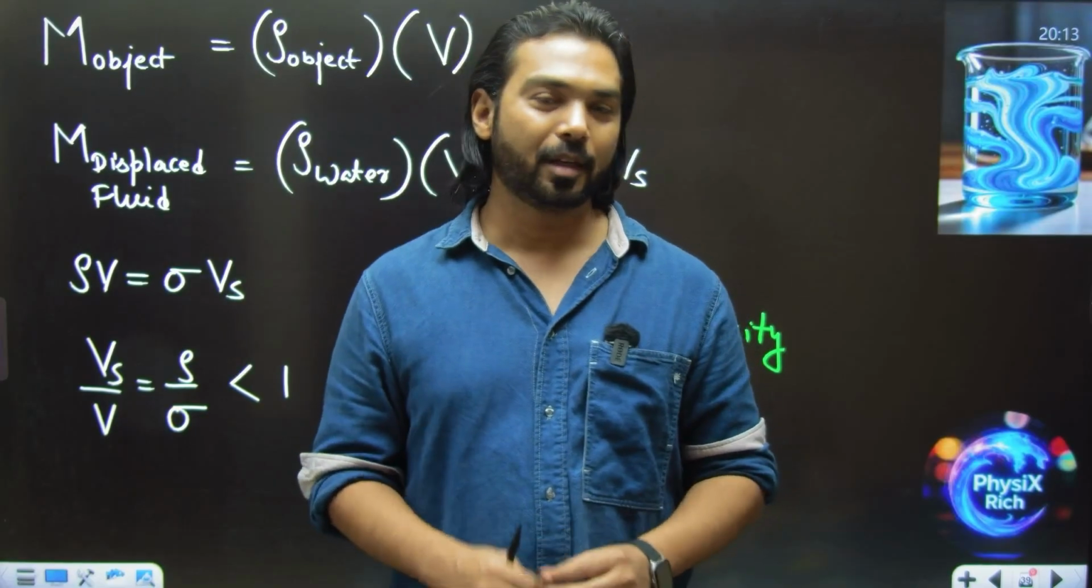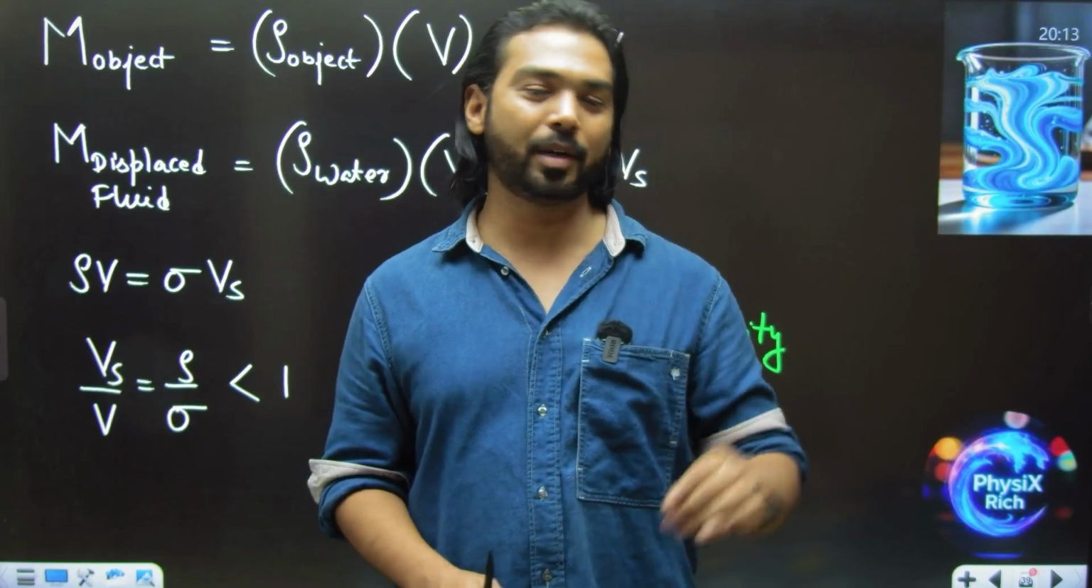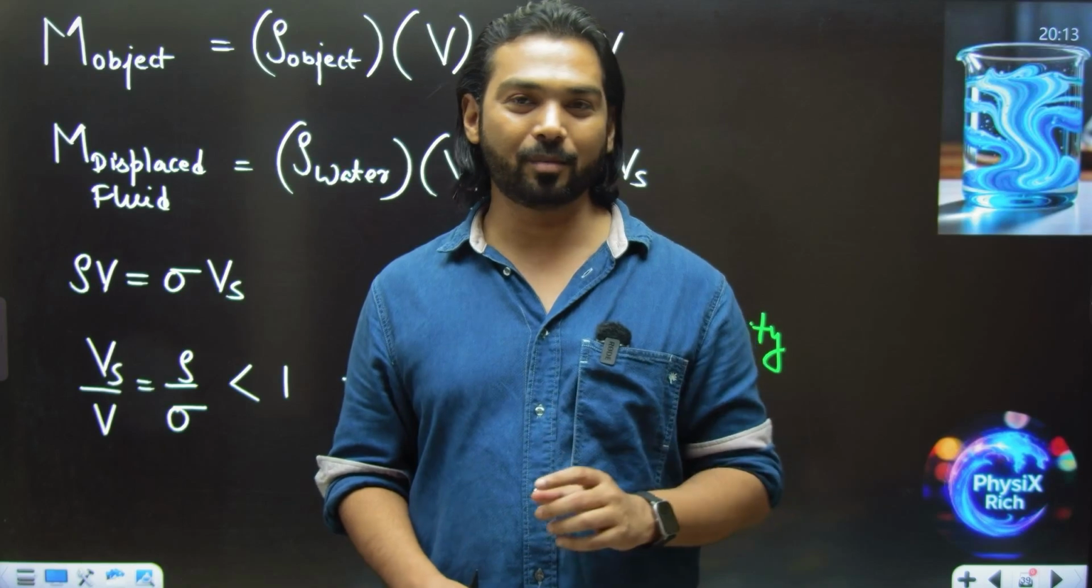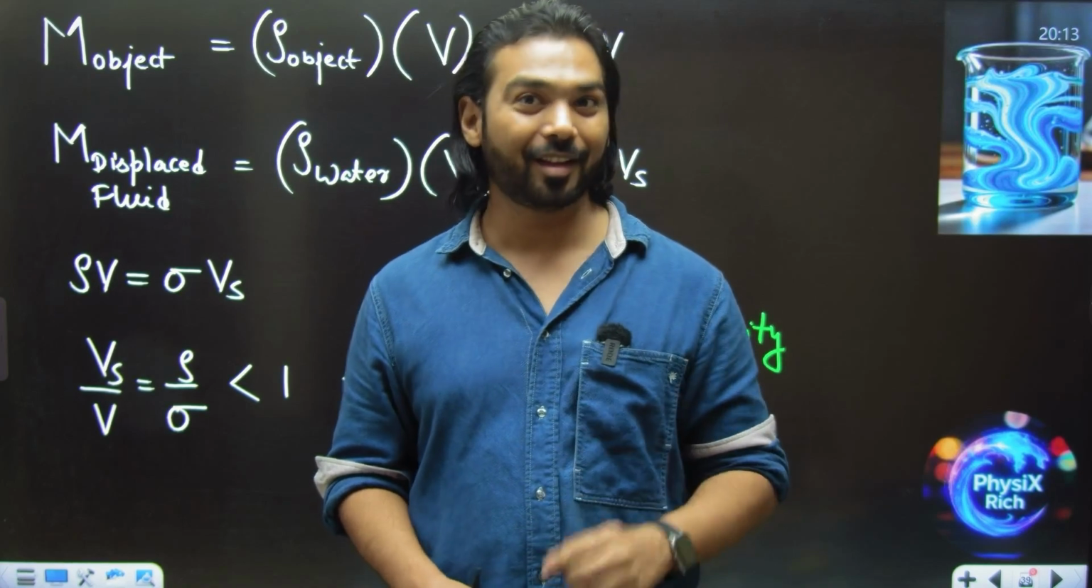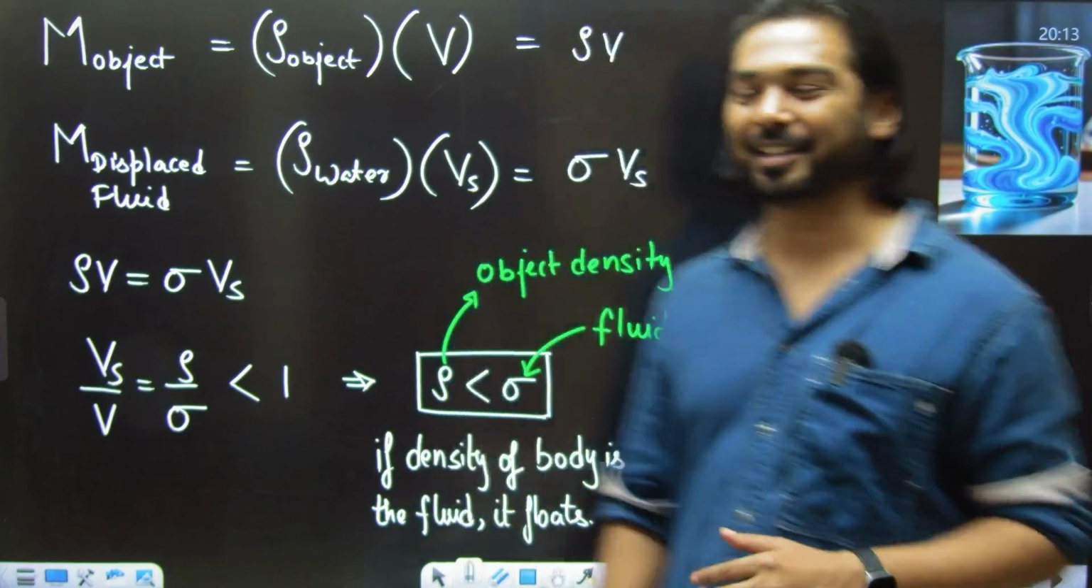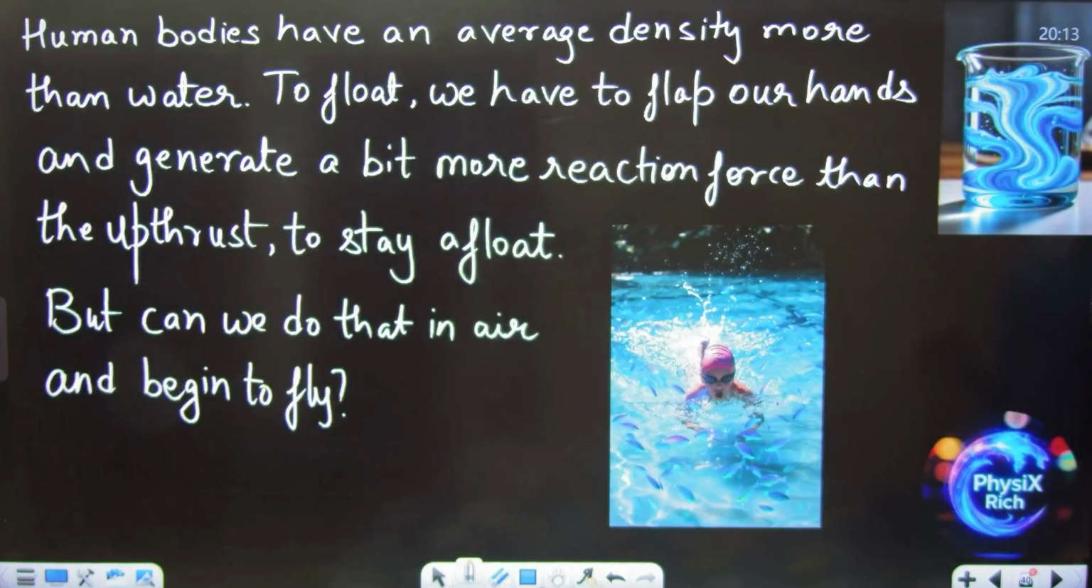Fun fact: take a metal coin, throw it in water, you will see that it sinks. But take a metal coin, throw it on mercury, you will see that it floats. Why is it that way? Because the density of mercury is very high, correct? That's the reason why even coins float on mercury.